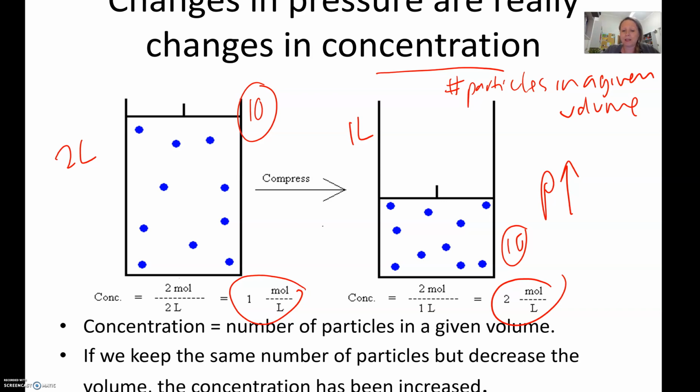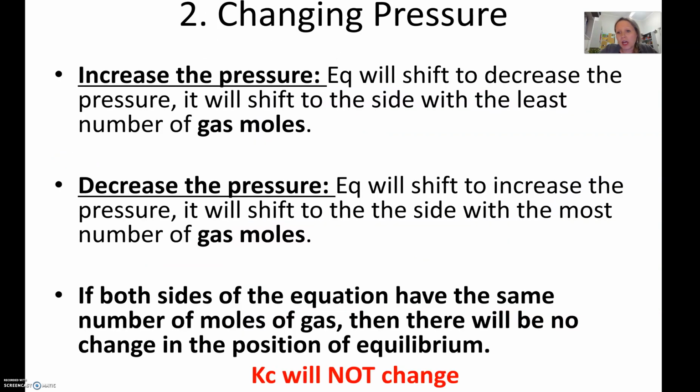So if we change the pressure by increasing or decreasing the volume, we need to talk about how the equilibrium will respond. Now remember, with equilibrium changes, you always must say the direct opposite. If we increase the pressure, then the equilibrium will shift to decrease the pressure. I always state the direct opposite straight away. How will the equilibrium decrease the pressure? It'll do it by moving to the side with the least number of gas moles. You'll see I've bolded gas moles, and that's because if you don't use the words gas moles, you will not receive any marks for this question, because you've got to specify that it's only gases that are affected.